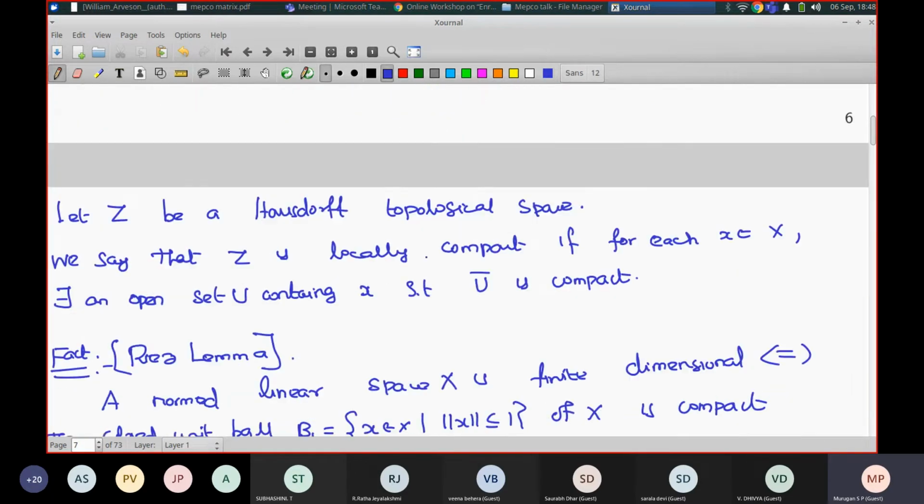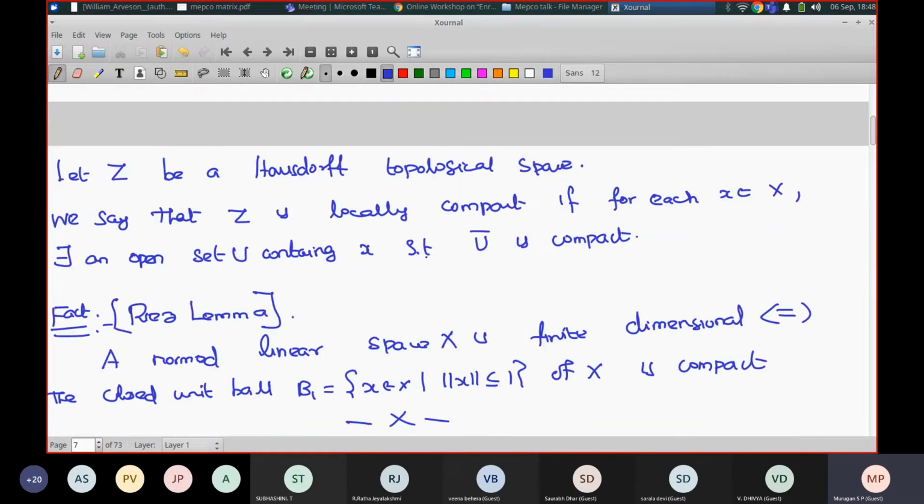The third thing is some definitions we needed to prove the next problem. So I will introduce a few definitions here. Let Z be a Hausdorff topological space. We say that Z is locally compact. That means for each x belonging to Z, there exists an open set U containing x such that U bar, the closure of U, is compact in Z.